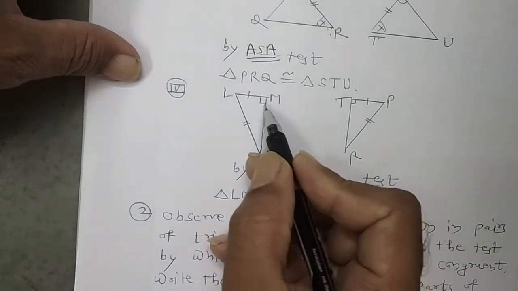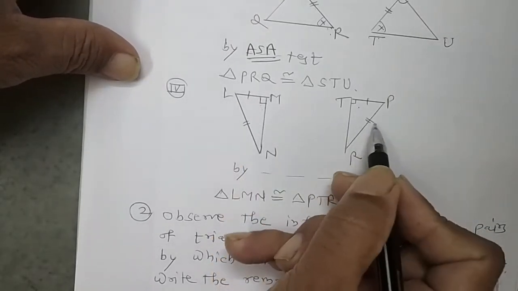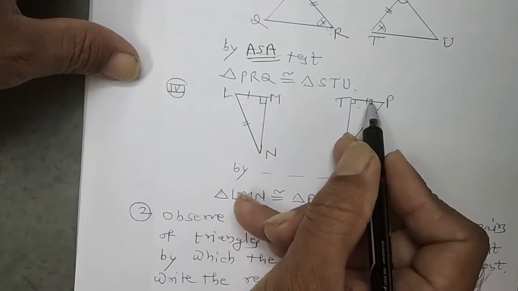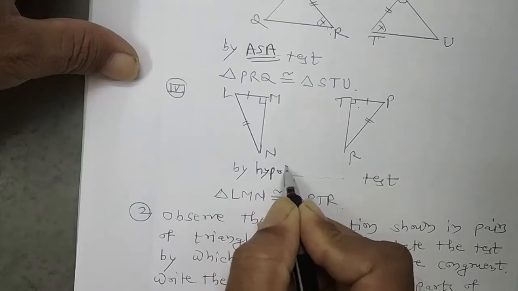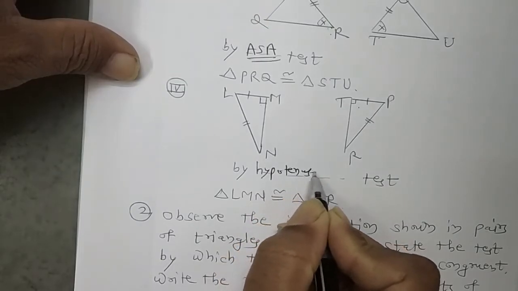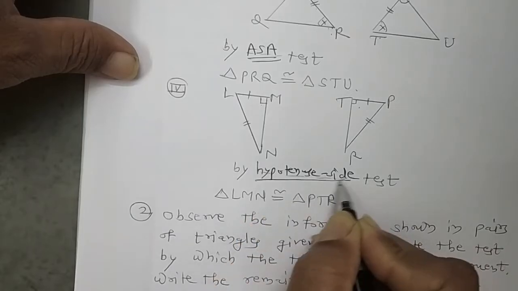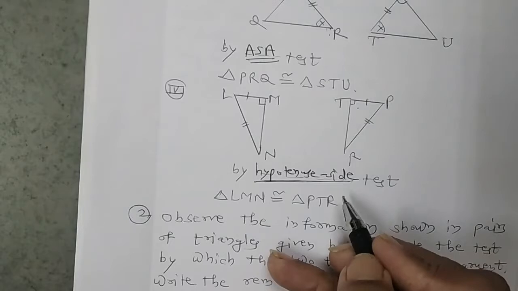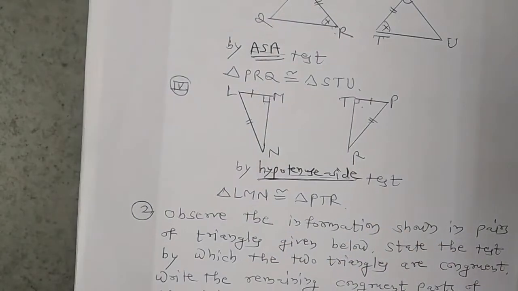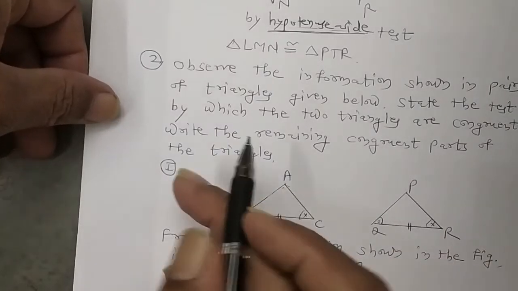Here these two are right angle triangles, the hypotenuses are congruent, and one side is congruent. Therefore, by the hypotenuse side test, triangle LMN congruent to triangle PTR. This is the first example.